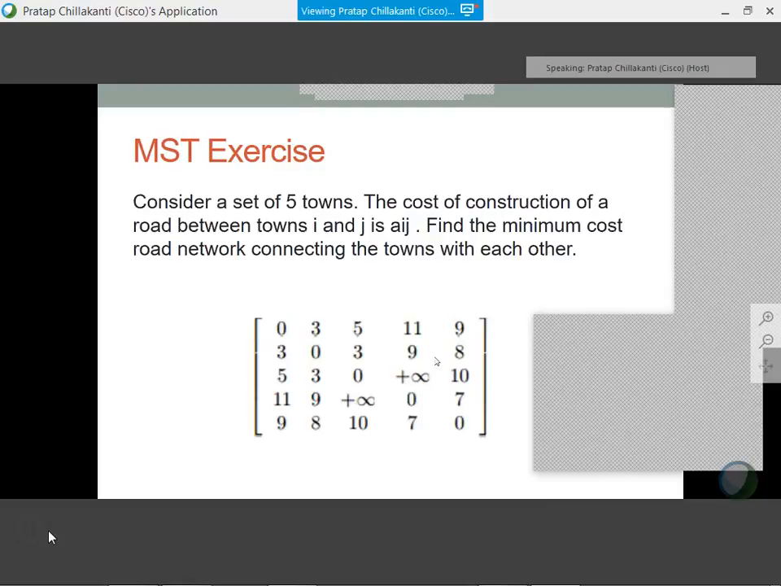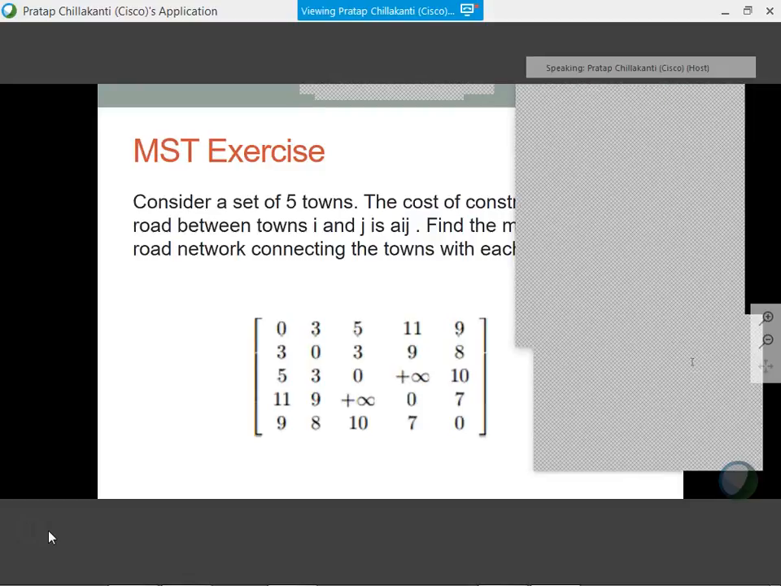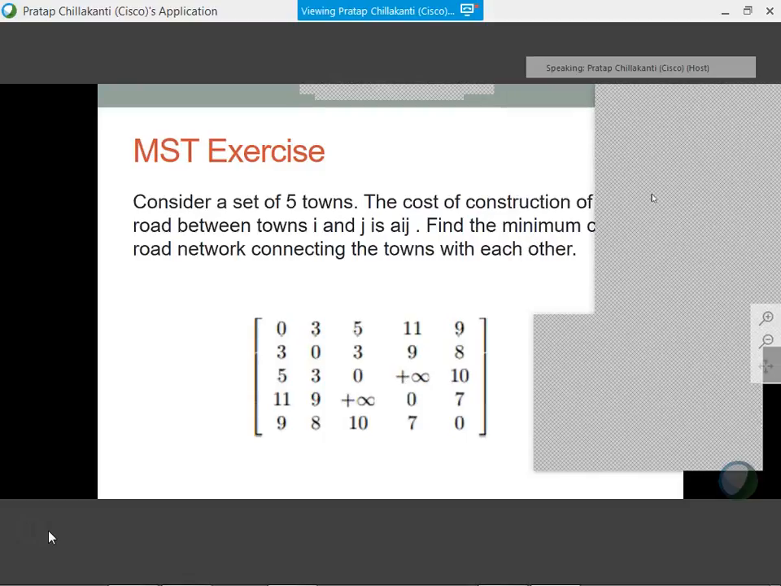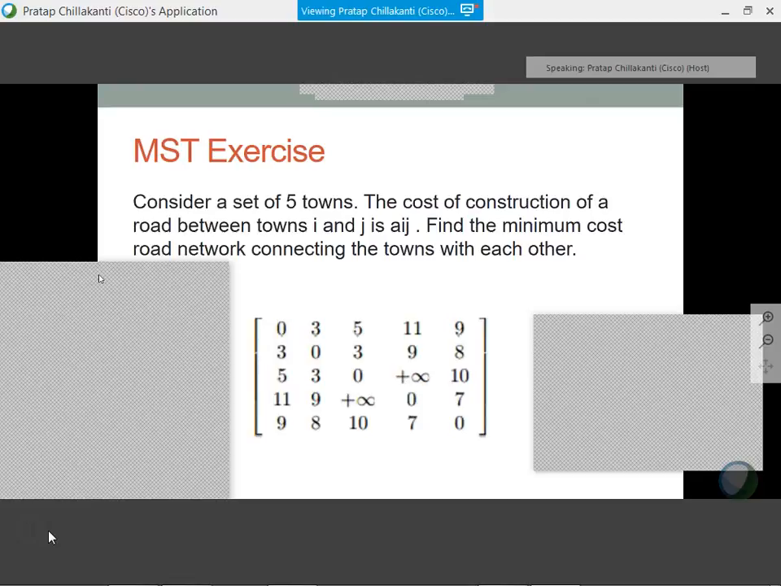Okay. Your exercise right now is to find the minimum cost road network connecting the towns with each other. Okay. Is there anyone who does not understand the problem? What the problem is asking for? Put it in the chat. If you don't understand, put it in the chat. I'm trying to move my window so that way I don't block. Okay, looks like all of you understand it.